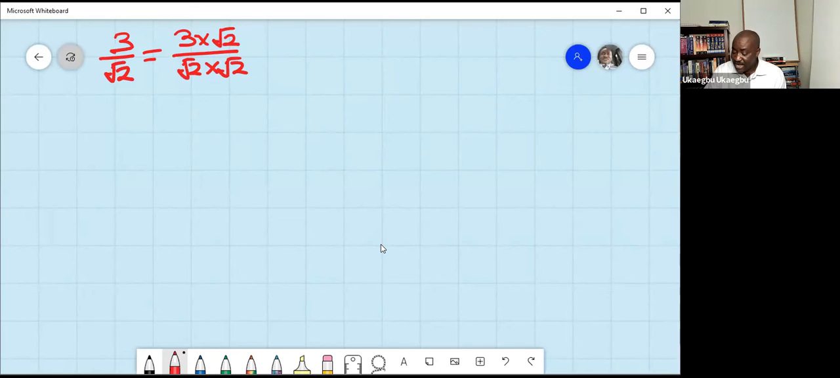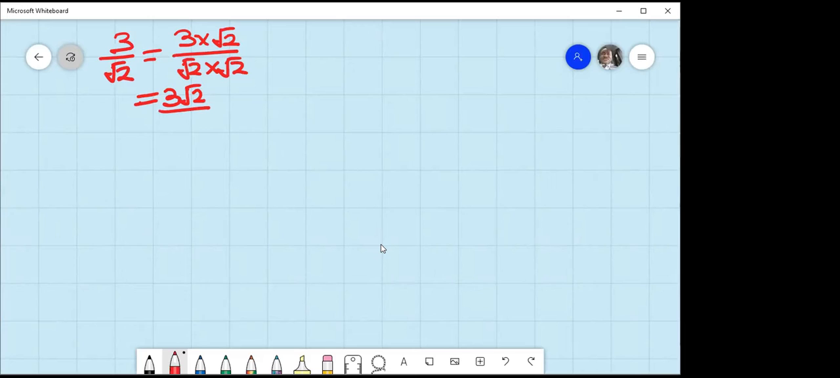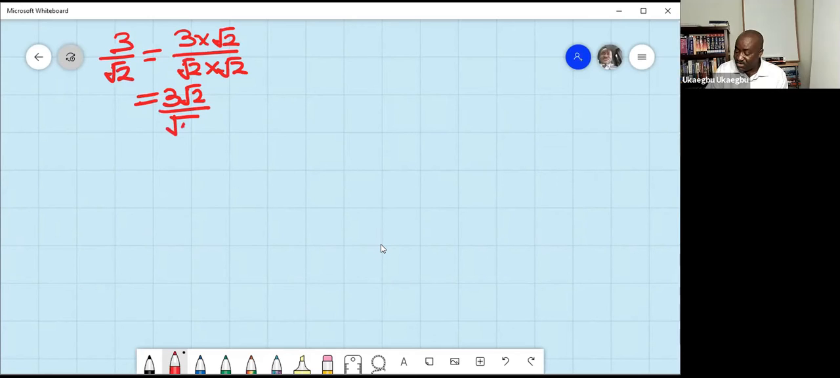Now let's simplify this a little bit. We can write 3 square root of 2, because this is 3 times square root of 2, divided by square root of 2 times square root of 2, which is, oh, is it just 2? It should be square root of 4, which gives us 2. So 3 square root of 2 divided by 2. You see? We started with a radical in the denominator and ended up with no radical in the denominator.